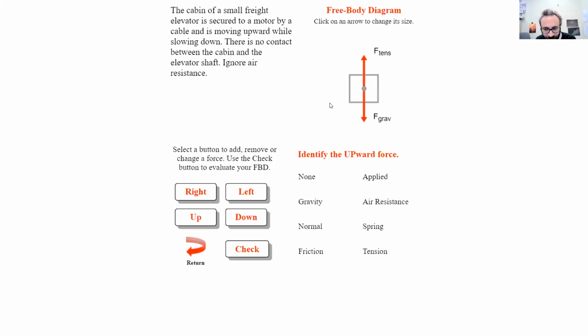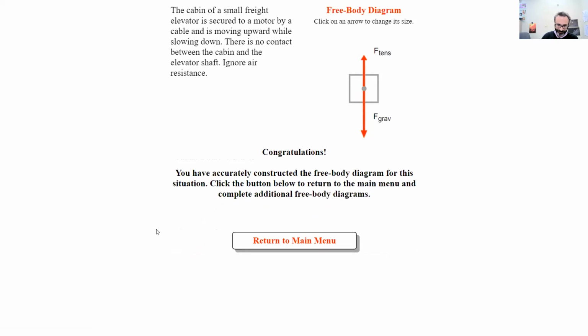Bigger downwards. Bigger downwards pull, right? If I'm moving upwards and you want to slow me down, you've got to pull downwards harder than the upwards pull. So the downwards arrow should be longer, and you can click on these arrows to change their size. So if I click on it, see how it goes back and forth. I want to leave the force of gravity longer than the force of tension. That's going to make it slow down on the way up. And now I check my answer. This time it tells me I'm right.